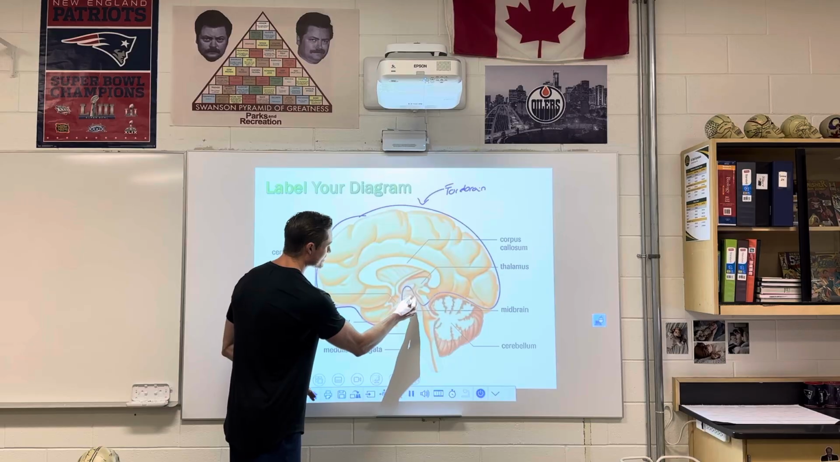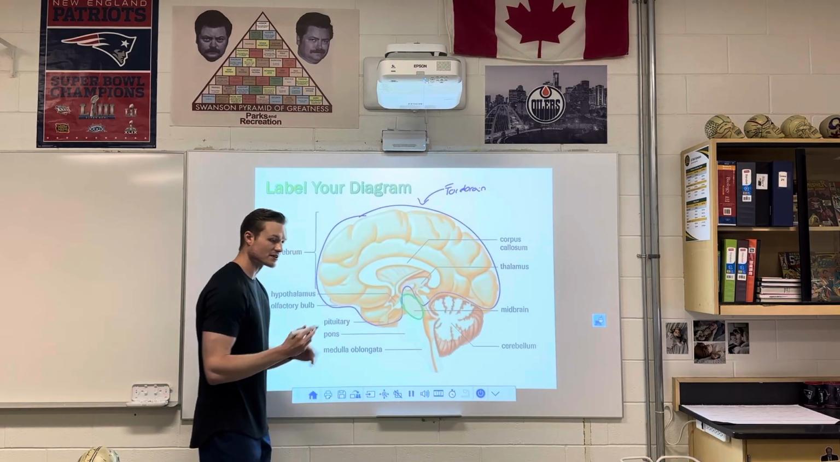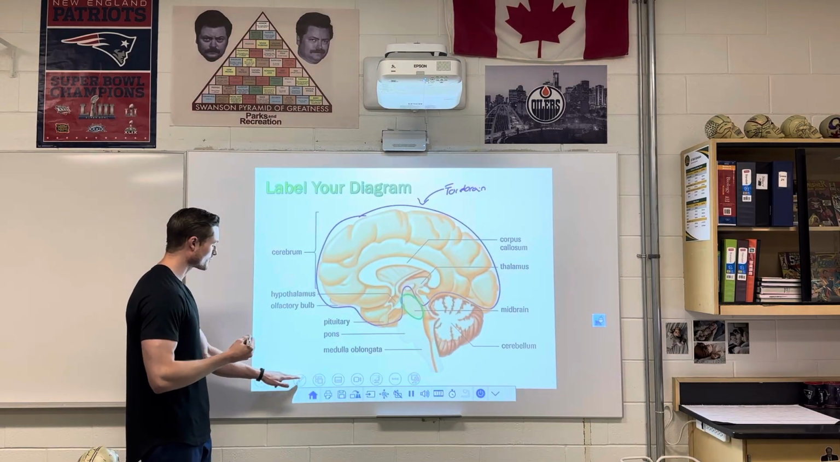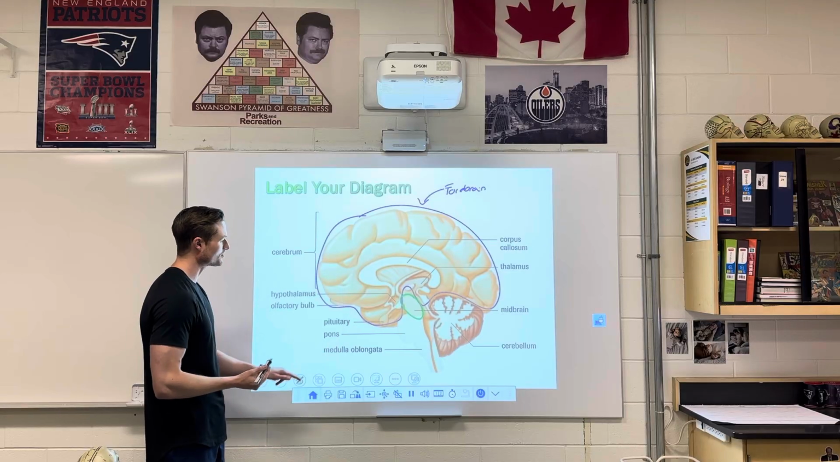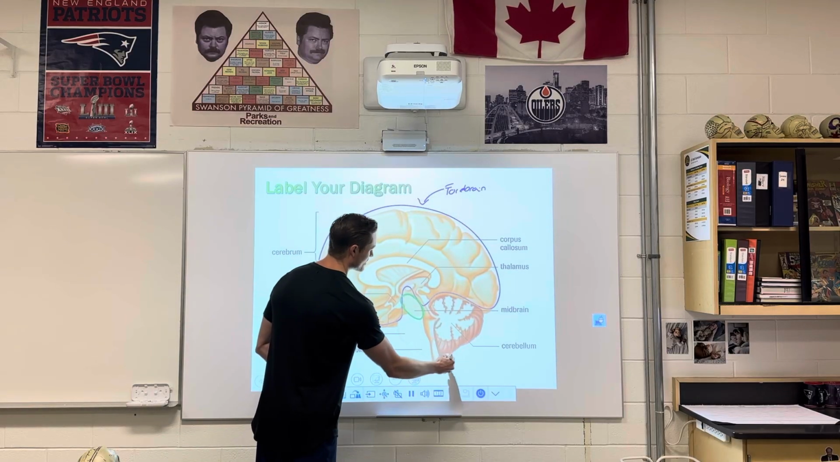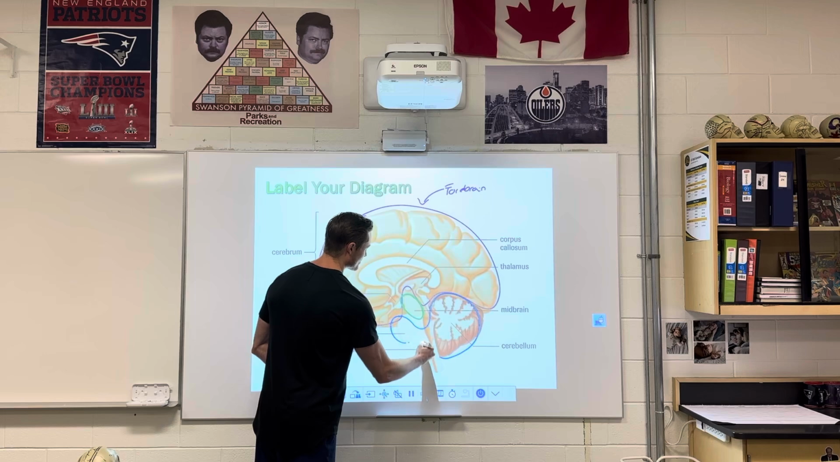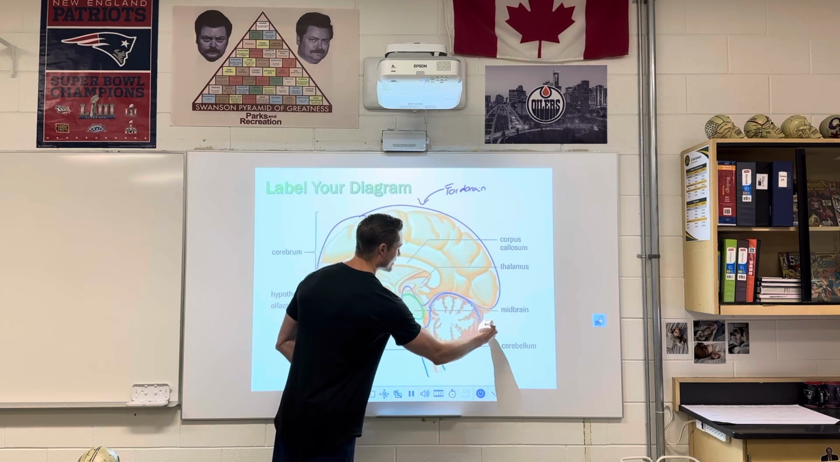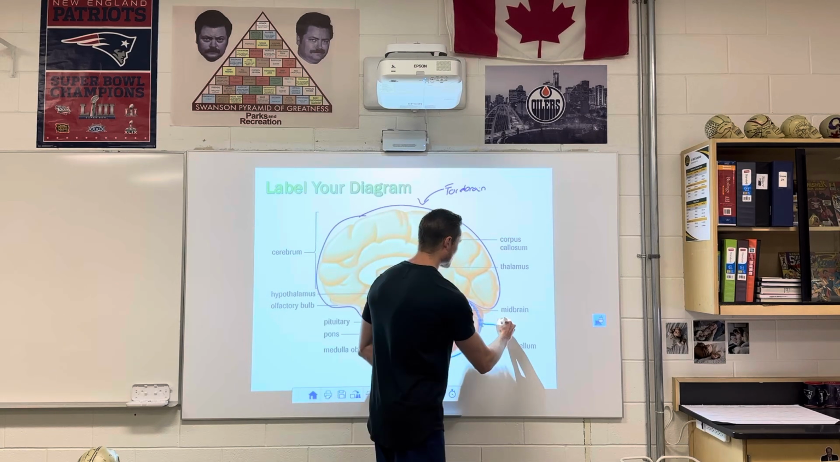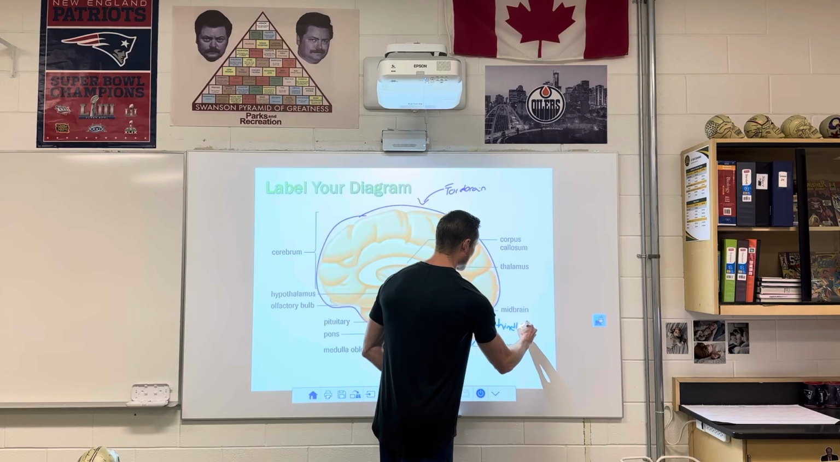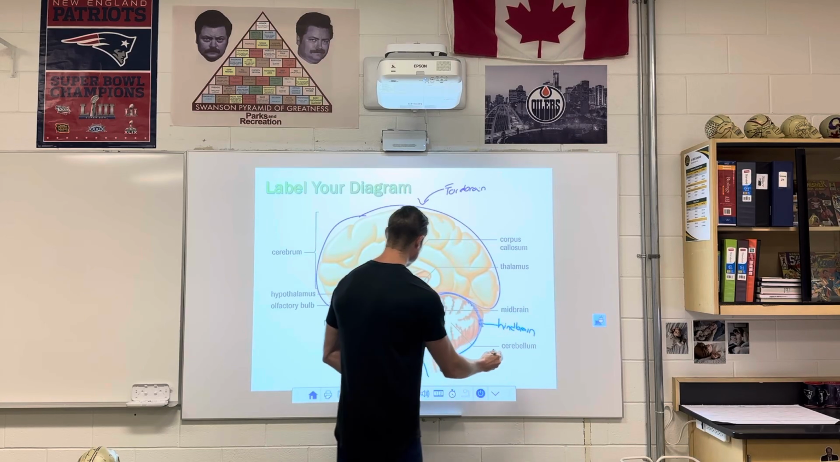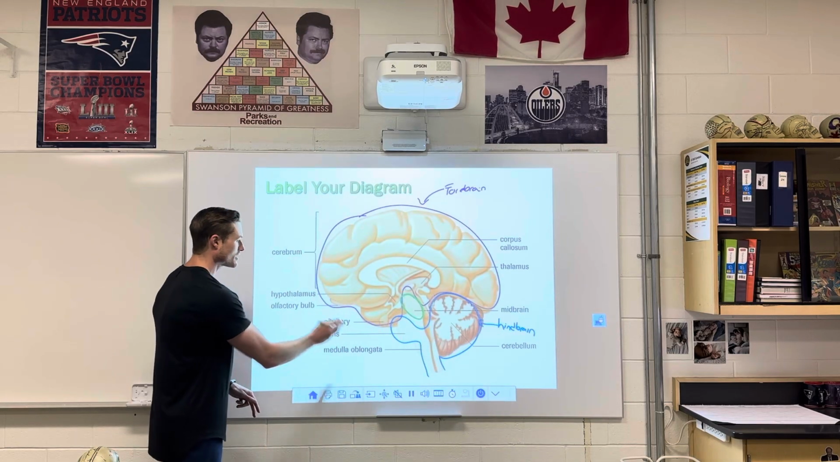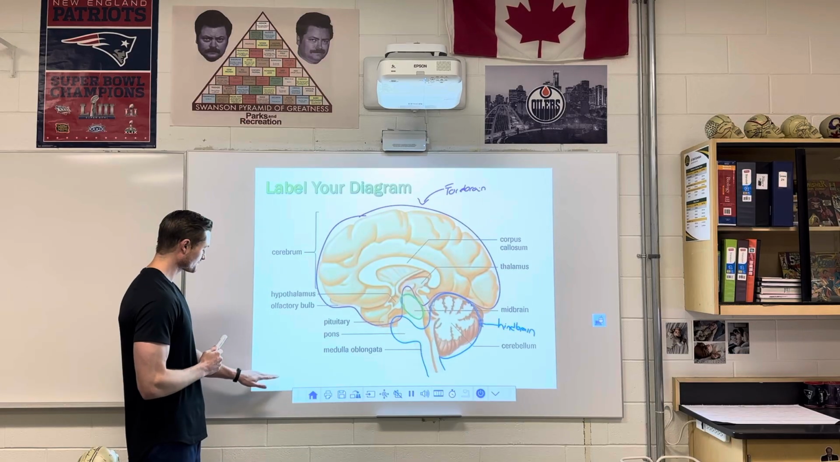Your midbrain is this little piece here. So it's very small. It's the in-between between the forebrain and the third piece, which is the hindbrain. So this back piece here is known as the hindbrain. So I'll add that in there, hindbrain. And the hindbrain contains the cerebellum, the pons, and the medulla oblongata.